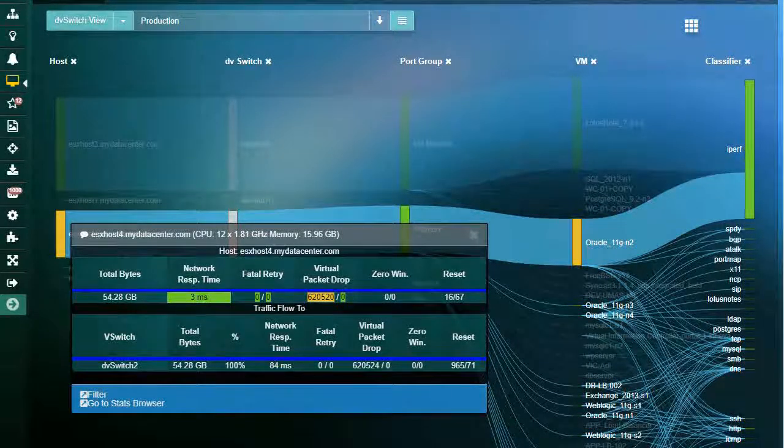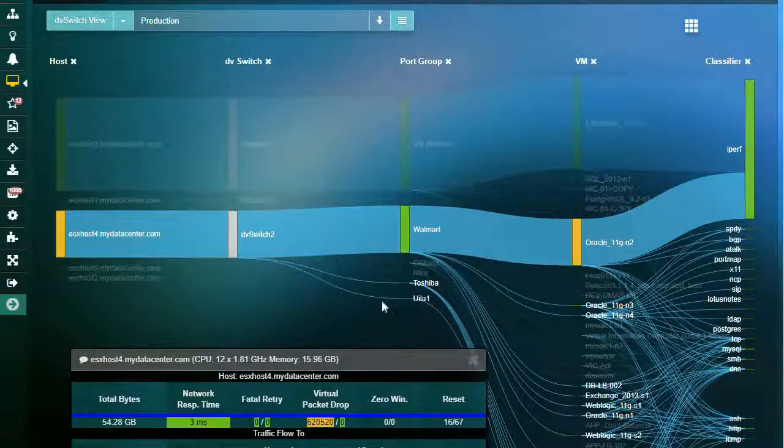But you notice what's orange there. It's the virtual packet drops, 620,000 packet drops. No zero windows. Those of us network folks know zero windows or flow control, but the packet drops might cause some issues. And you notice if I close that, that's affecting a certain host, Oracle 11G N2, that specific VM. So a lot of great information from inside of Uila.